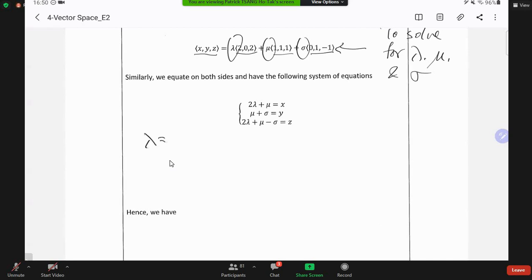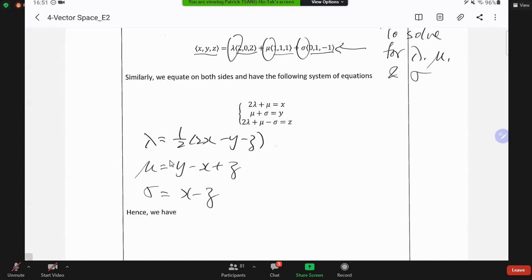So for lambda, it is half times 2x minus y minus c's, and then mu is y minus x plus c's. The last one, sigma, is x minus c's. So maybe it is worthwhile to take some time to analyze it a bit. Because x, y, c's are an arbitrary vector in the R3 space, in other words x, y, c's can take any real numbers, right?